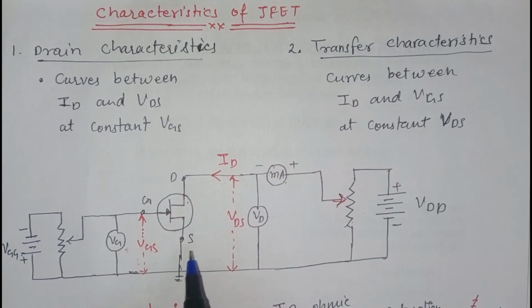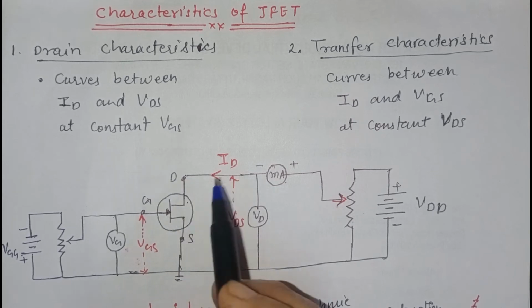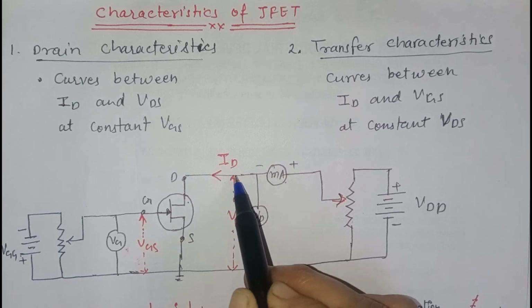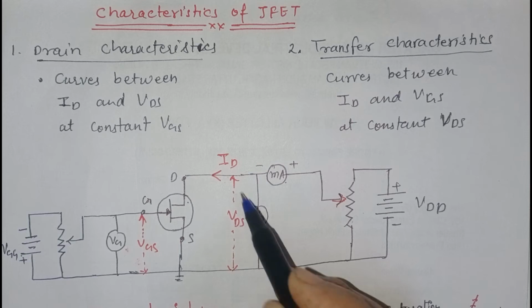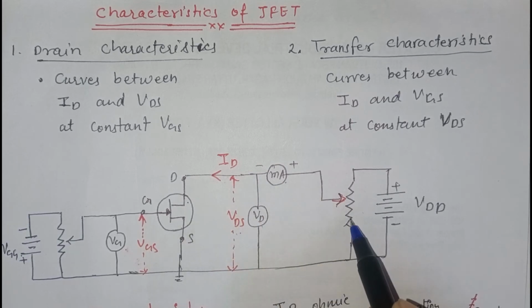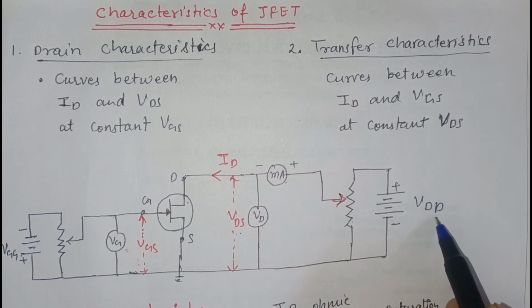This is the circuit arrangement to draw various characteristics. This is our JFET, and in the drain terminal we have placed a milliammeter to measure the drain current, and parallel to this JFET we have placed a voltmeter to measure the voltage between the drain and the source. It is a rheostat through which we are giving this voltage through this VDD battery.